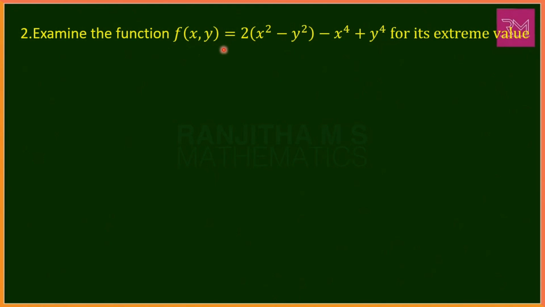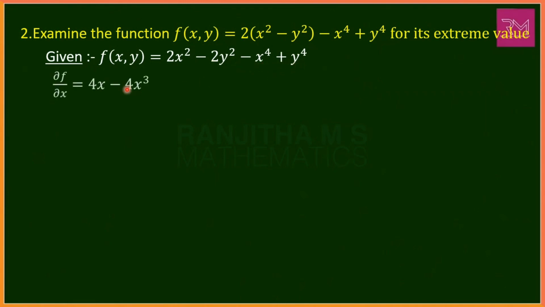Examine the function f of x, y, which is equal to 2 into x square minus y square, minus x power 4 plus y power 4, for its extreme value. Here, in the first step you have to consider the function f of x, y. If we multiply 2 inside the bracket, we can write it as 2x square minus 2y square minus x power 4 plus y power 4.